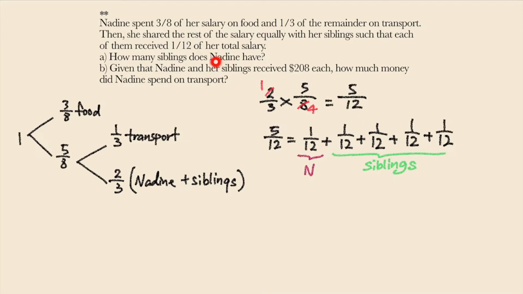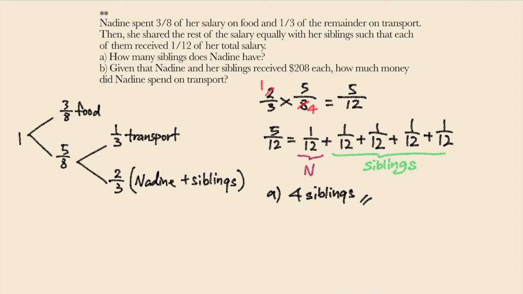Okay, how many siblings does Nadine have? Well, we are told that these 5 over 12 units would be shared in such a way that each person would receive 1 over 12. So what's another way of thinking about 5 over 12? Isn't it 1 over 12, 1 over 12, 1 over 12, 1 over 12, 5 times? So if 1 over 12 went to Nadine, how many 1 over 12s are there left? Okay, that's 4. So how many siblings does Nadine have? It wouldn't be 5, it would be 4. So the first answer is 4.